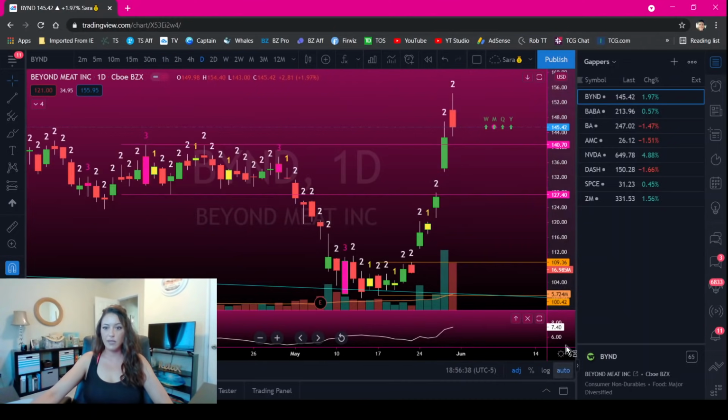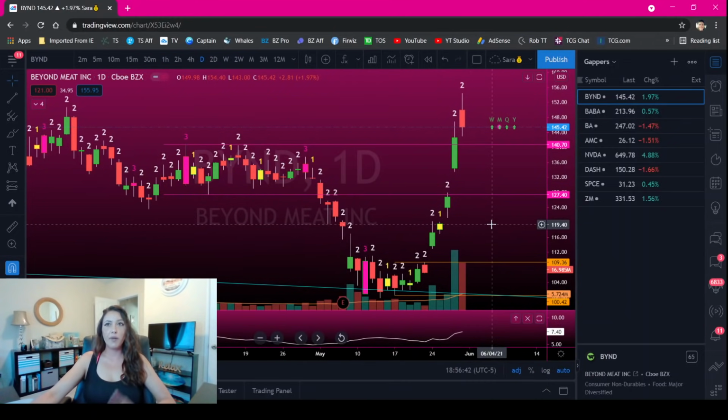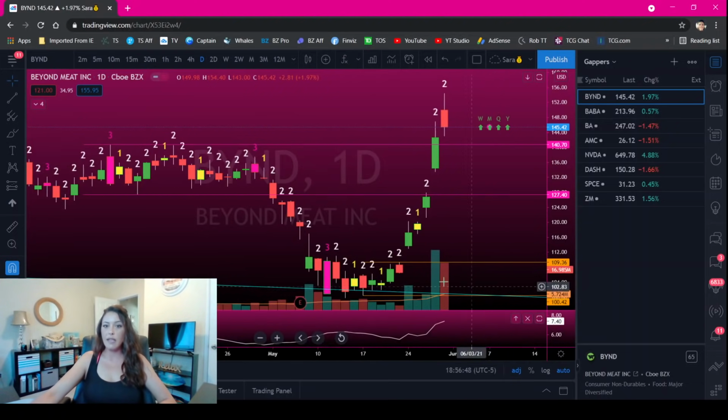Back to the daily. So we had broadening formation exhaustion. We had a weekly trigger. Now, this day here, how do you know if we're going to, there's two terms. It's gap and crap or gap and go.